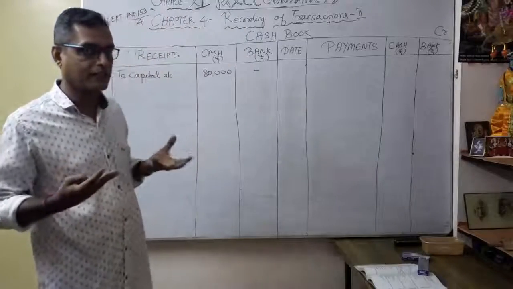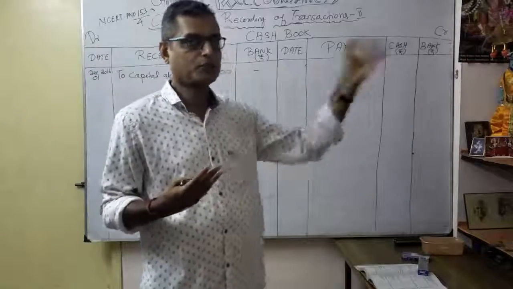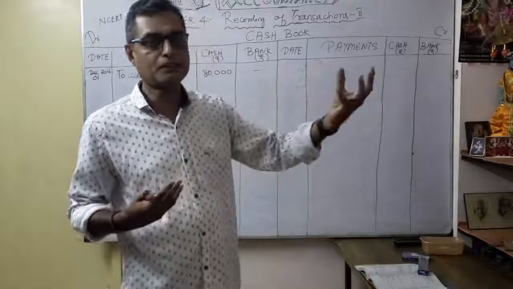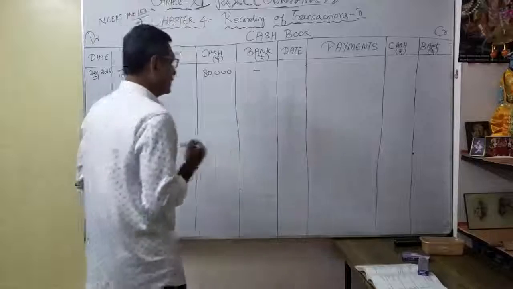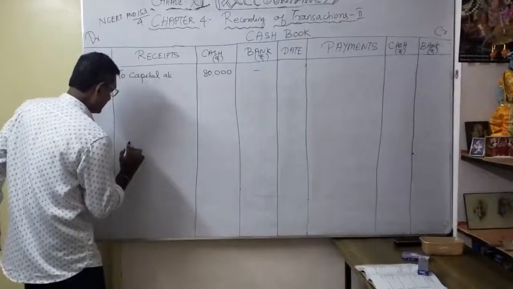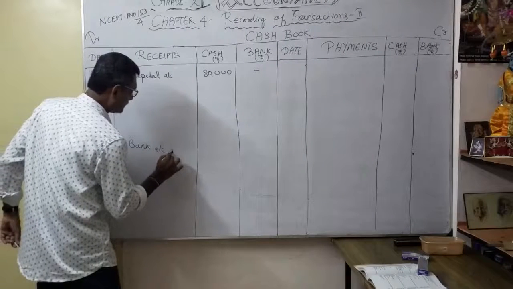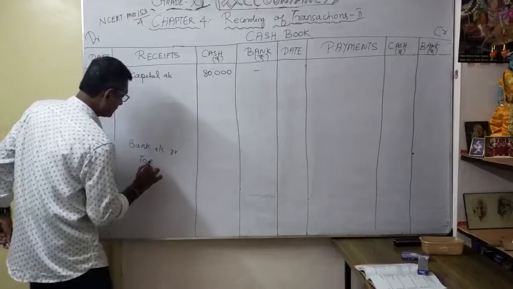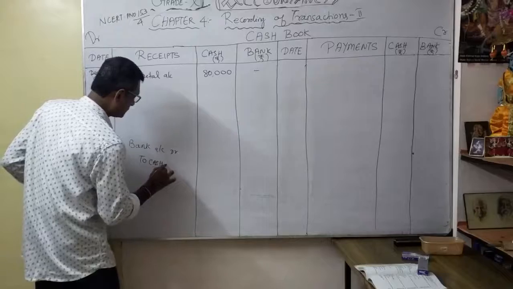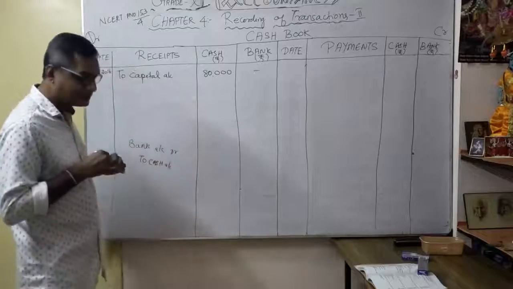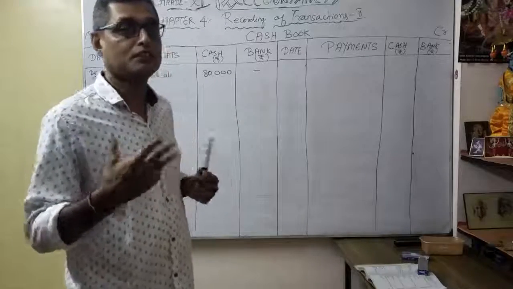We'll carry our cash to the bank, going to deposit in a bank. Visit the bank, then deposit in our account. So what is the entry? As you know, I read the entry: bank account debit to cash account. Correct. This is the entry for cash deposited into bank.